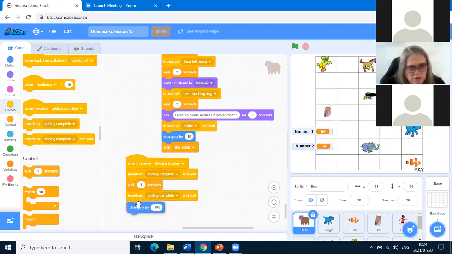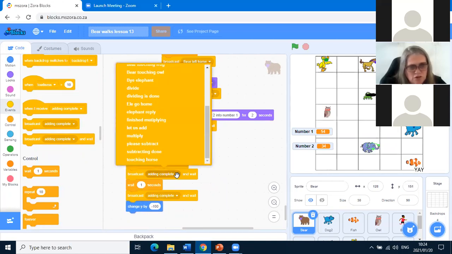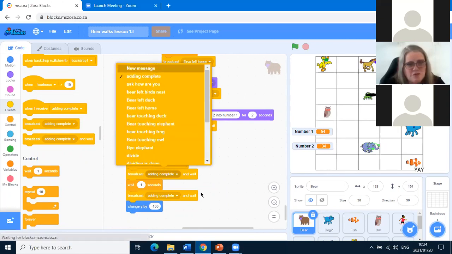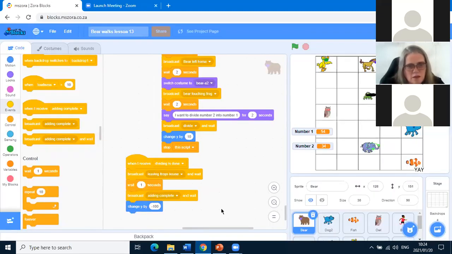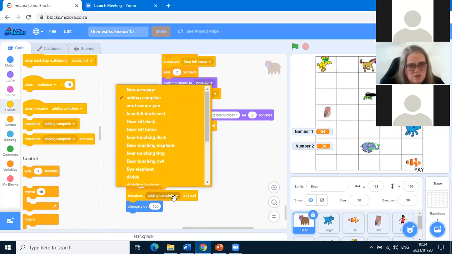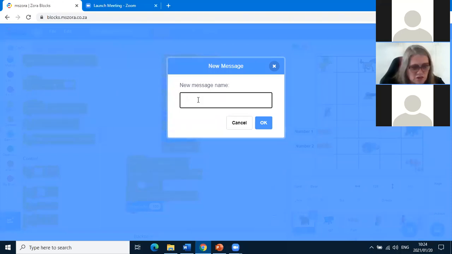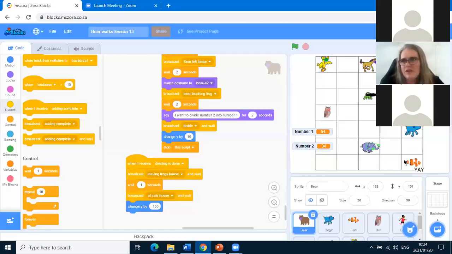So Bear must broadcast that he's moving now to the frog. So we're going to make a new message that he's going to send to frog. Leaving frog's house. Okay. And wait. And then he's going to make another message that he is touching the cat at cat's house. Right, and cat's going to zoom away into where frog is sitting.